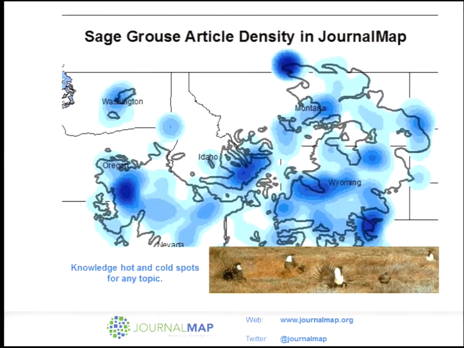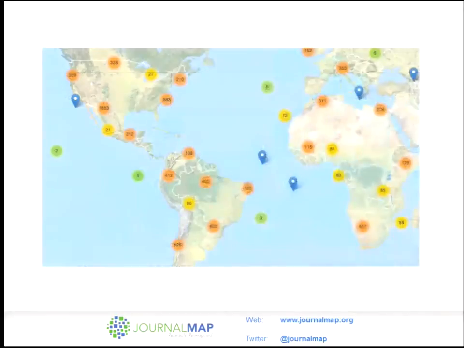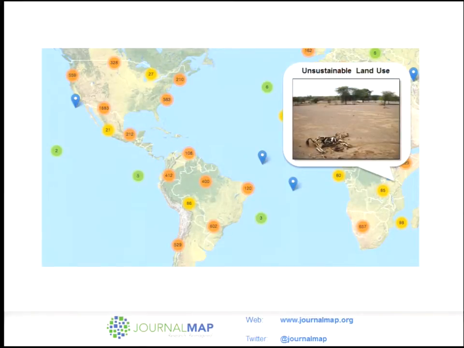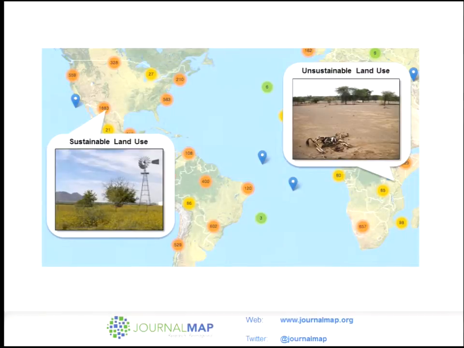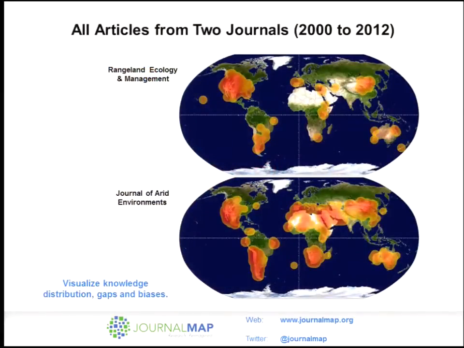Another example is we could start actually looking at the sources of knowledge themselves. So this is two journals here that have very similar scope, but when we start looking at the distribution of the articles in those journals, they're covering some fairly different geographies in terms of what content is actually available and what's actually being represented in these journals.